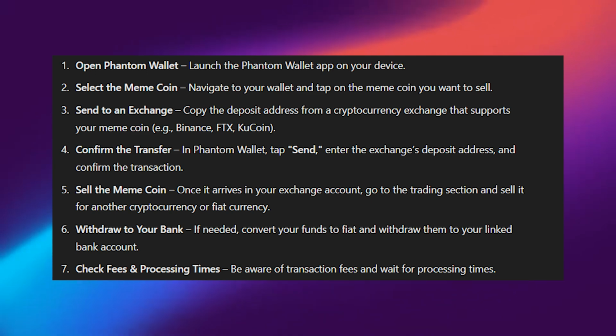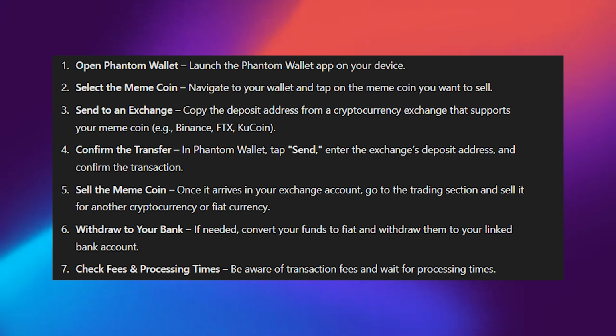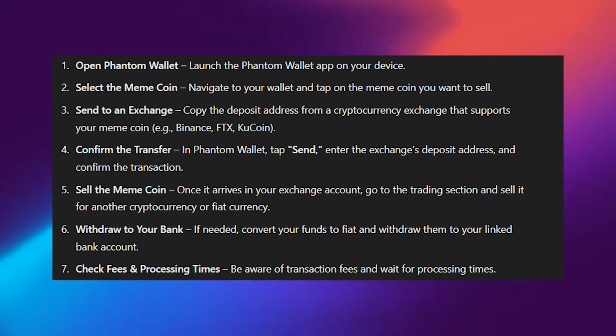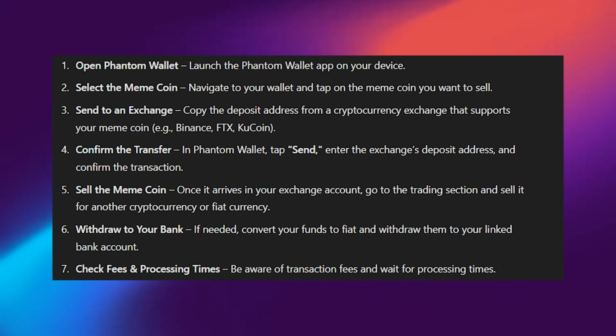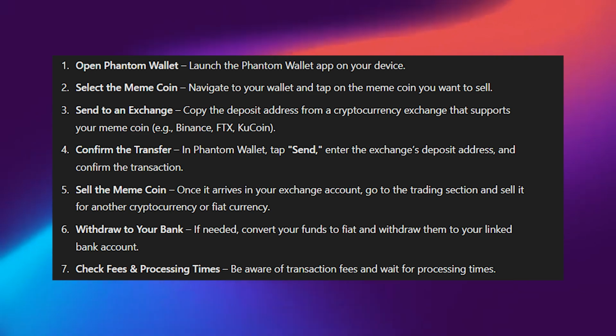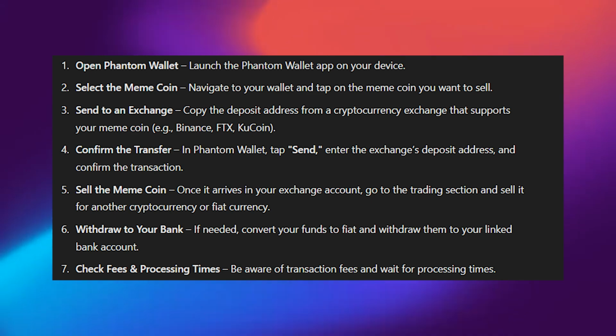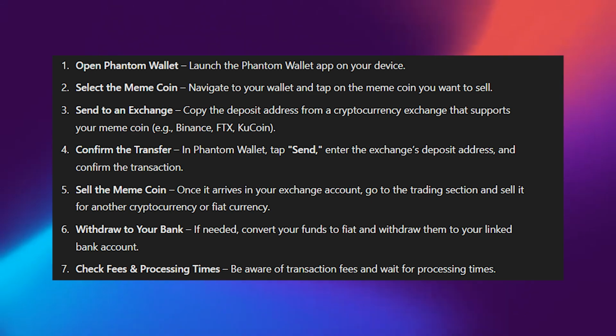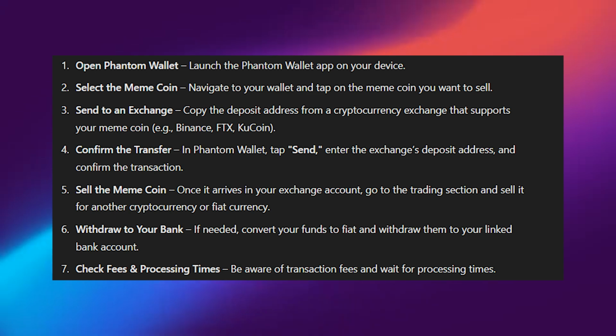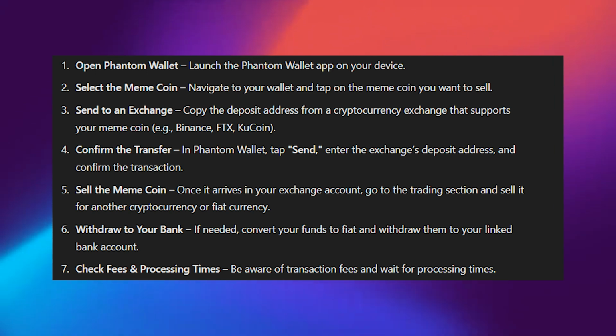To convert your meme coin into fiat currency or any other currency, you will need to transfer it to a reputable cryptocurrency exchange that supports your specific meme coin. Log into your chosen exchange account and locate the deposit address for the meme coin you are selling. In your Phantom wallet, there will be the option to send, and tap on that.